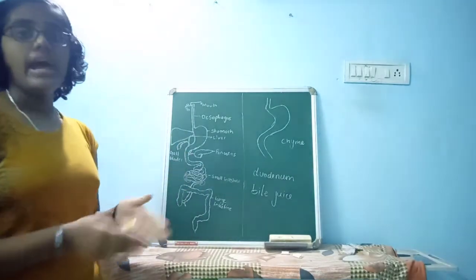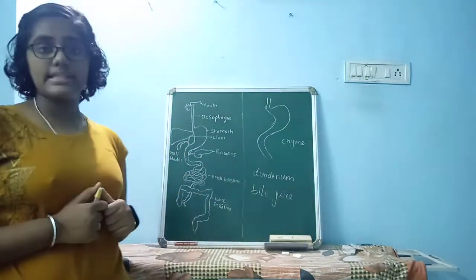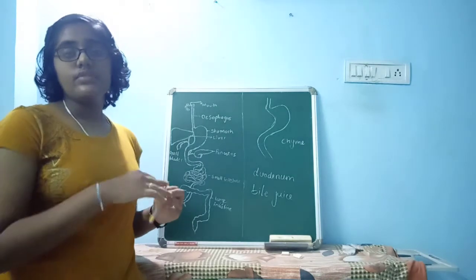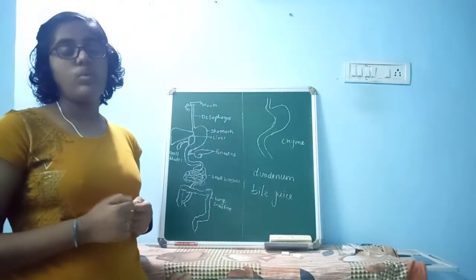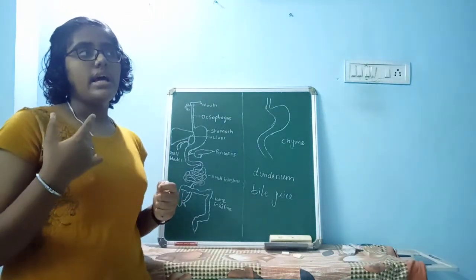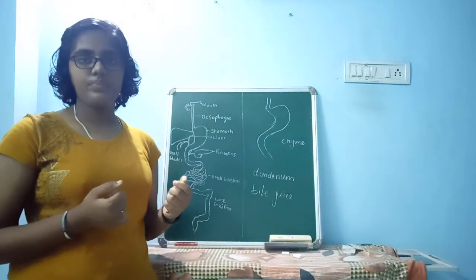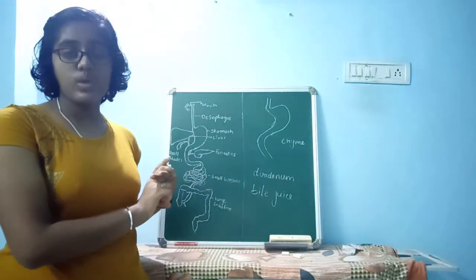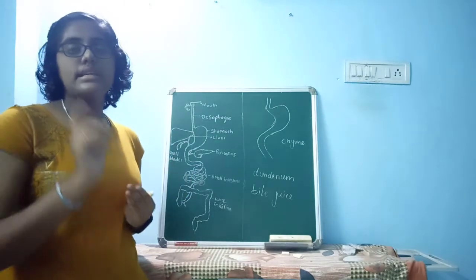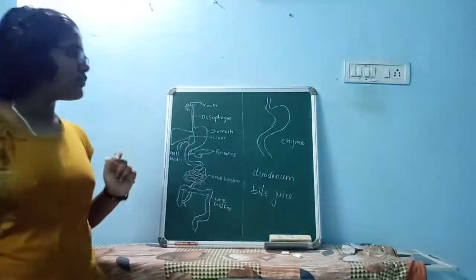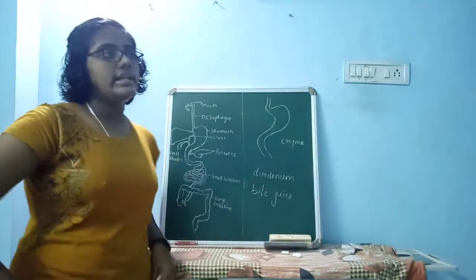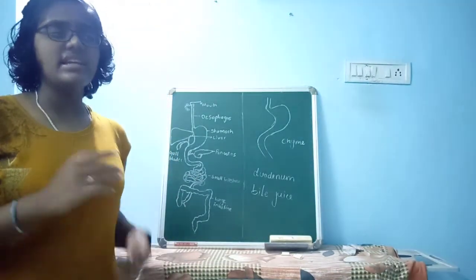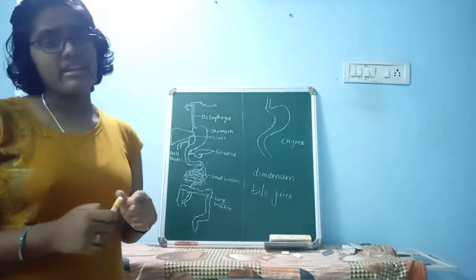Now, after the food enters the small intestine, absorption will take place. There are 5 processes, and of those we are dealing with the second process. The third process, that is absorption, will take place in the small intestine. Now I am going to explain the small intestine. In the next video I am going to explain about the pancreas.